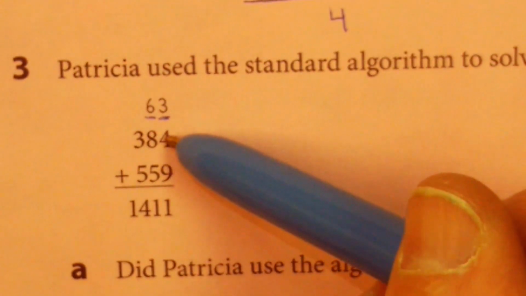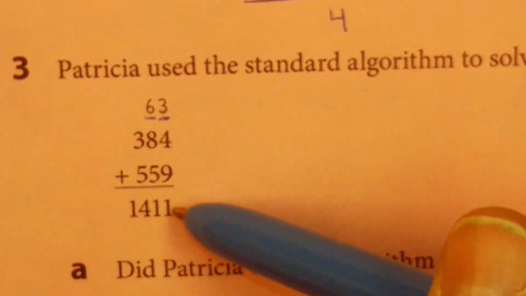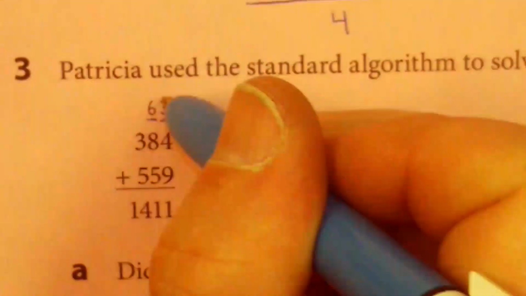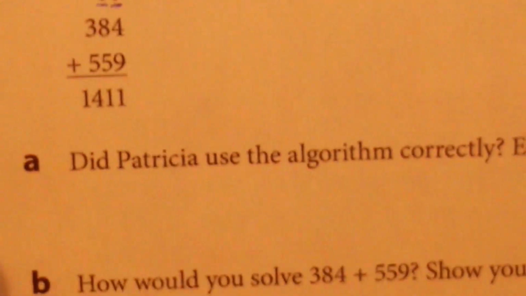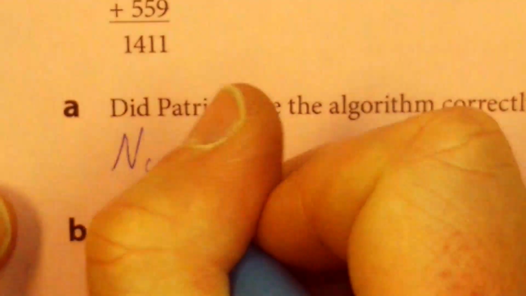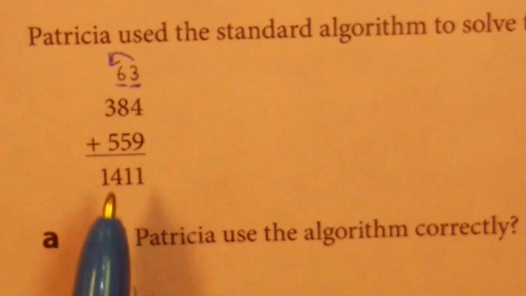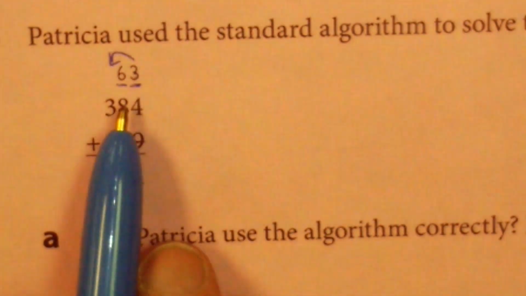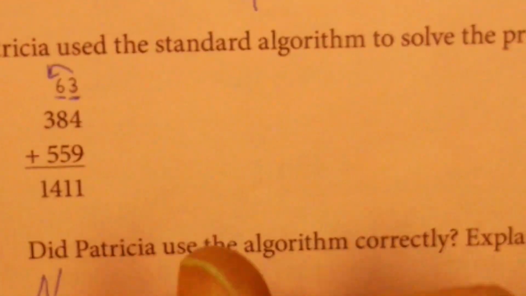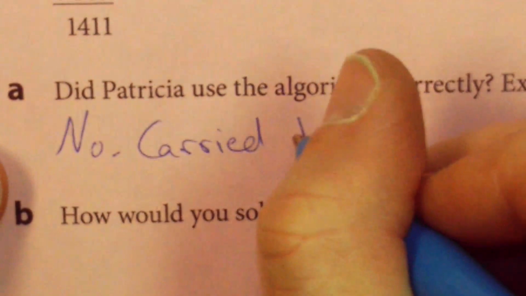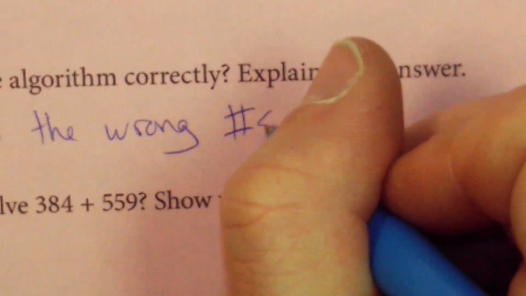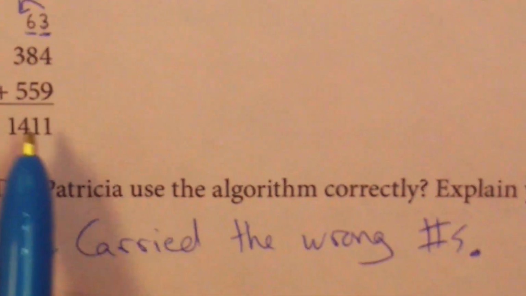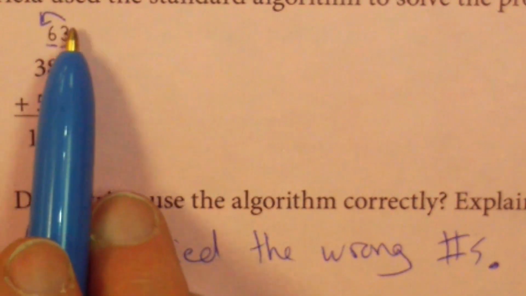So 9 plus 4 is 13. Oh no, she wrote 1, 3. So she even put it in the wrong place. Oh goodness. Okay, so when you explain your answer, hopefully you'd say no. But I would also say that she reversed her numbers. So that would be she carried the wrong number.